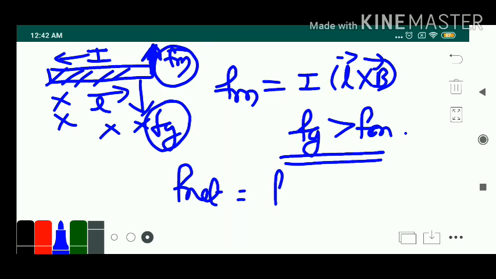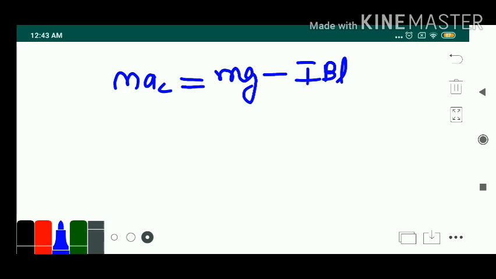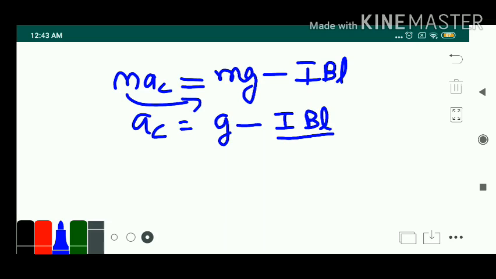The net force will be equal to, whichever is greater, Fg minus Fm, that is the force experienced by the rod. Now in place of Fg, I can write the force due to gravity as mg, minus Fm, which becomes IBL, just like the previous case. That is equal to the net force acting on the rod, which is mass into acceleration, just like the previous cases. Here a can be written as g. This M goes down to all the sections, so it becomes IBL by M.